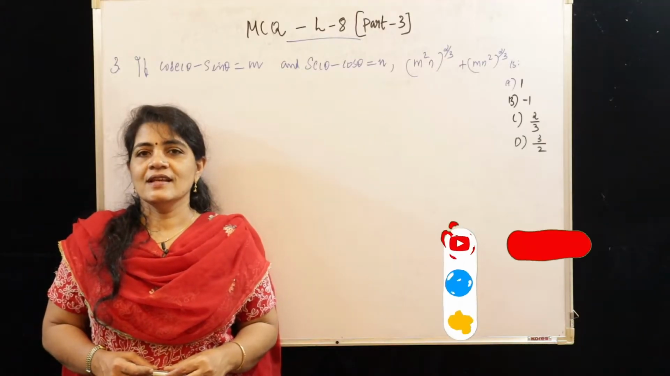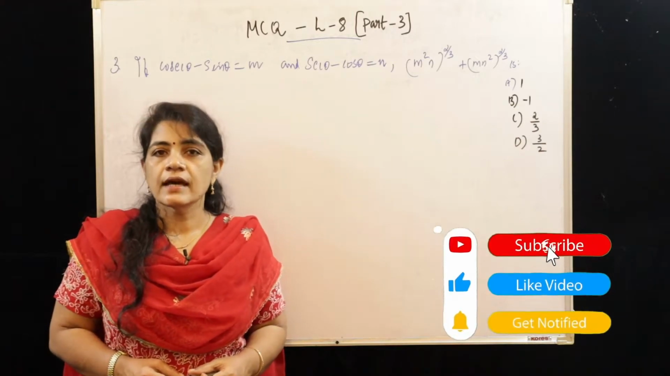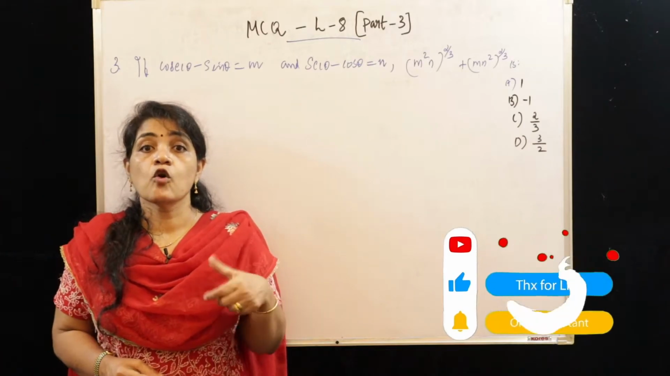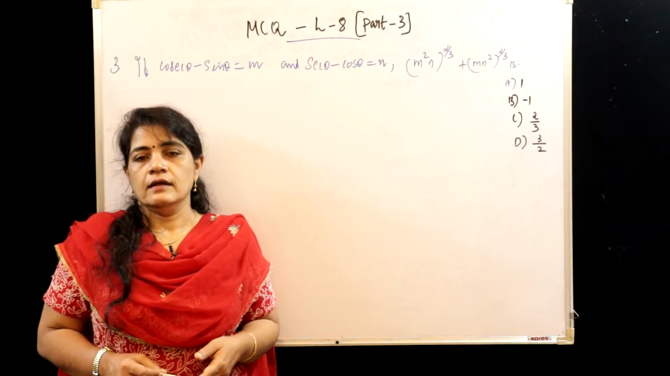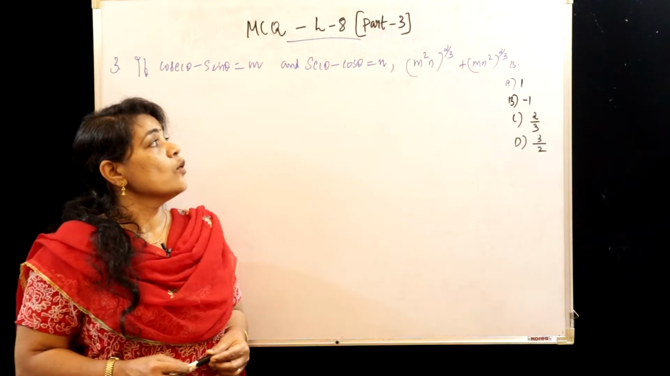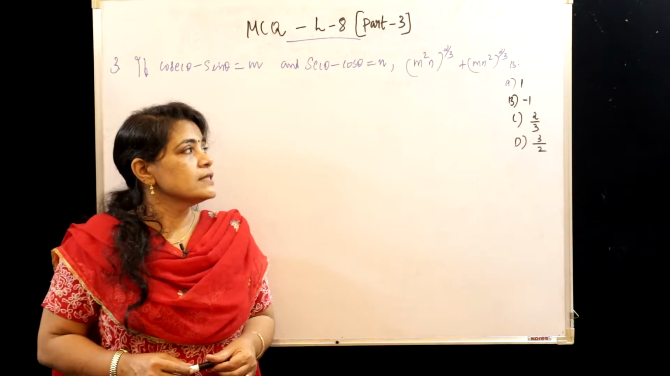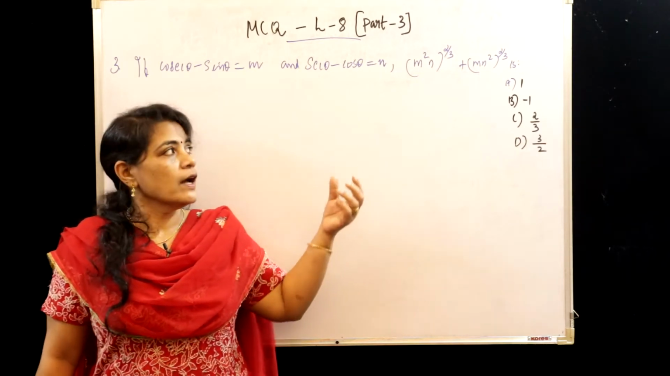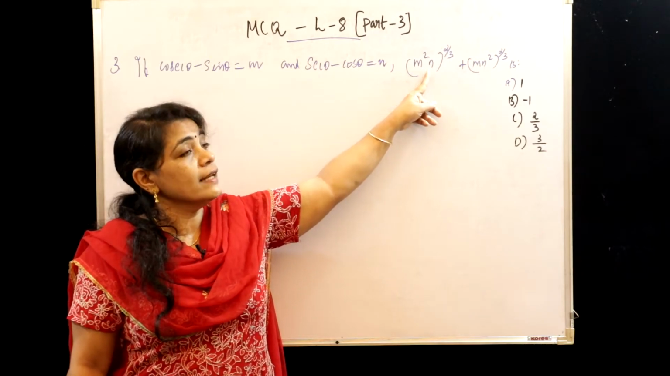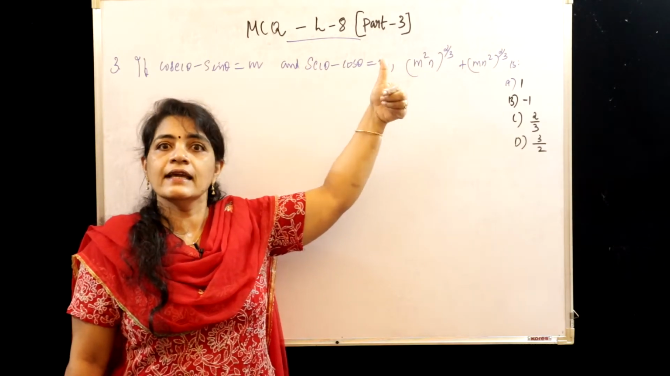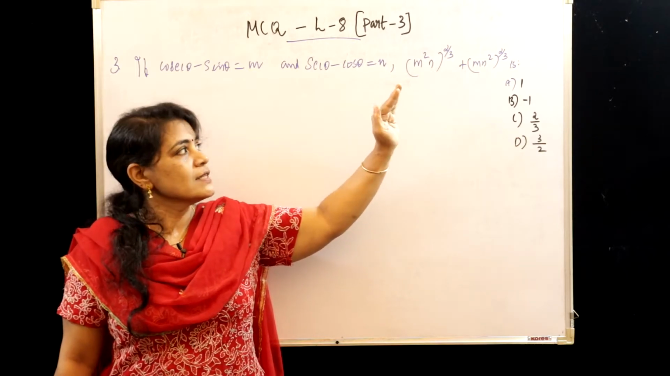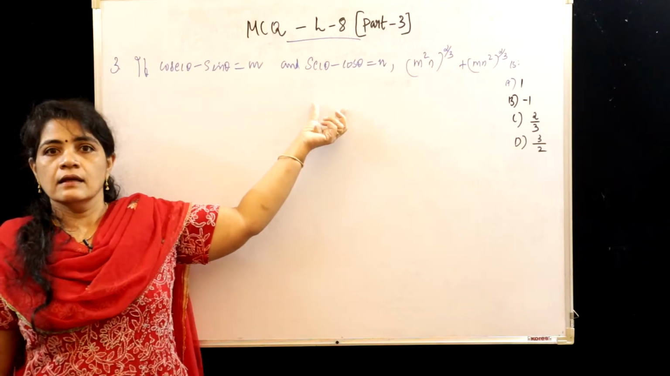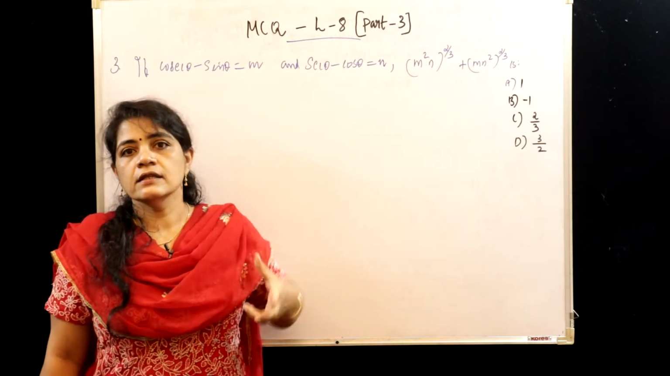Now the third question: if cosec theta minus sin theta equal to m and sec theta minus cos theta equal to n, then what will be m square n whole raised to 2 by 3 plus m n square whole raised to 2 by 3. So that means we have to find out m square into n, and take its power 2 by 3. In the same way plus m into n square. We have been given m and n.